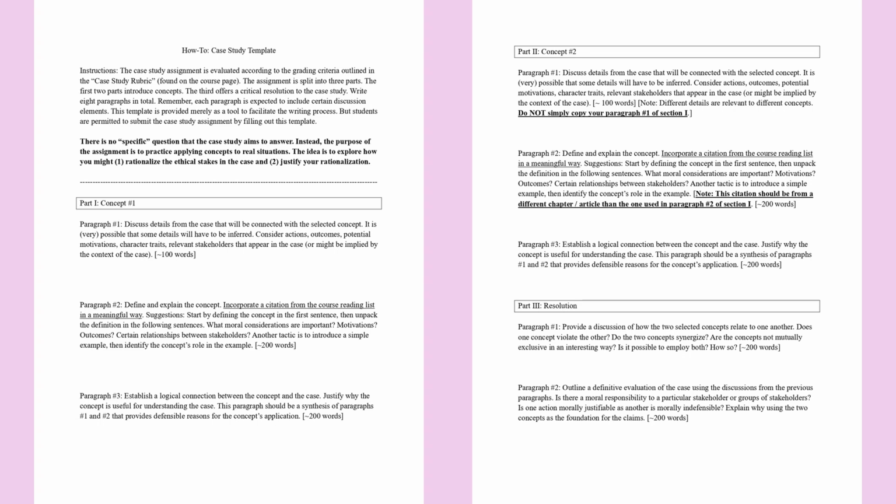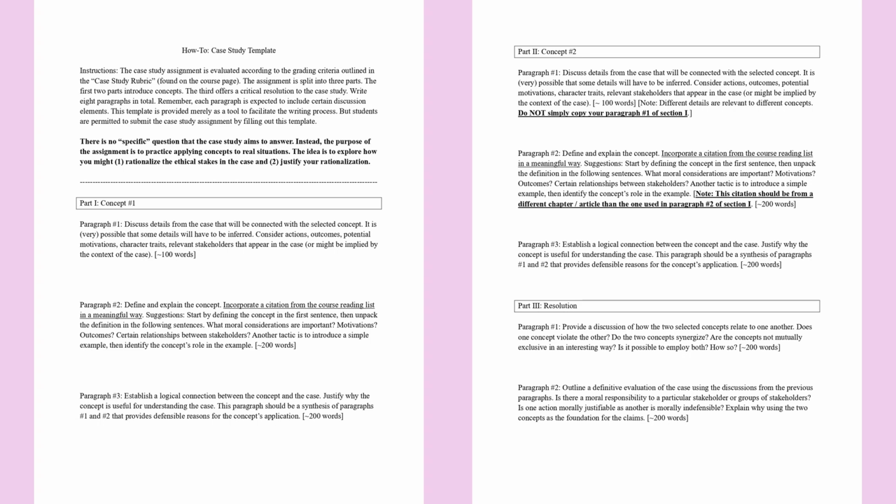This first paragraph is just about looking for different types of outcomes, actions, potential motivations, different character traits, relevant stakeholders that appear in the case that will ultimately be beneficial to your critique of it in the third paragraph, and why you think that the concept's going to fit it. So this first paragraph is just about picking out details in the case and summarizing them. Again, not summarizing the whole case, just the details that will be relevant for the concept you're picking in this first part. That's usually about 100 words or so.